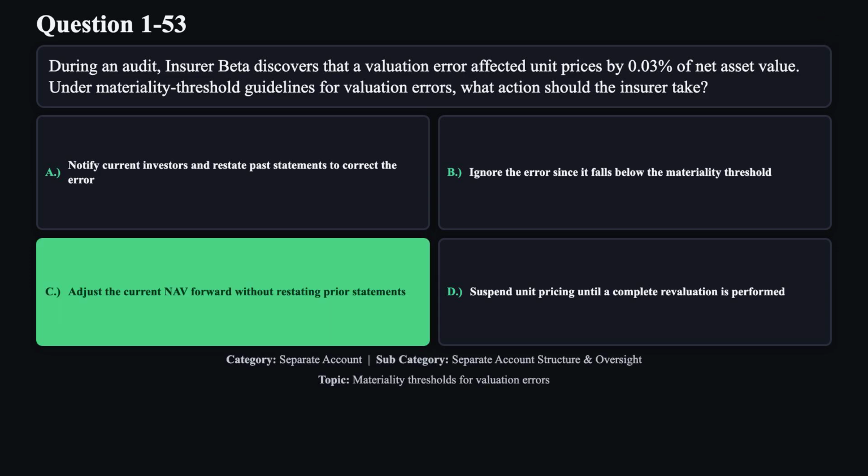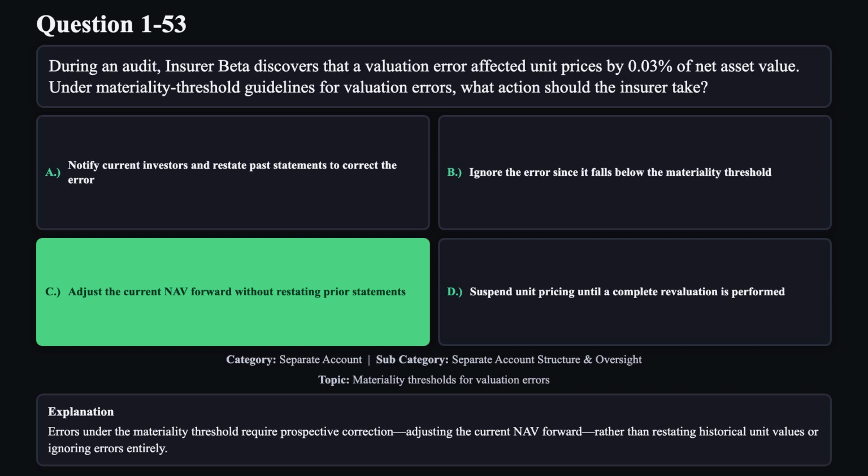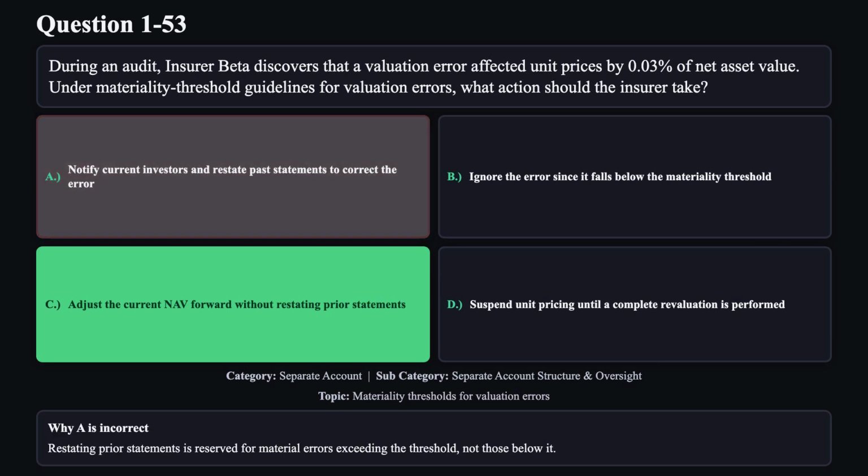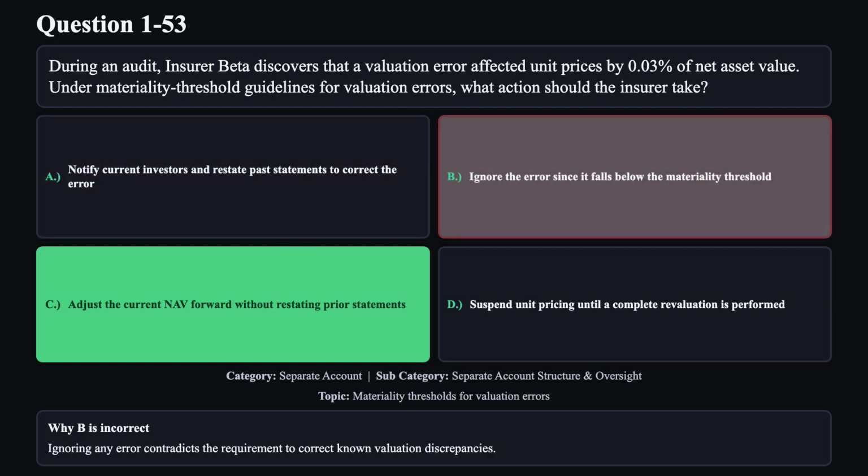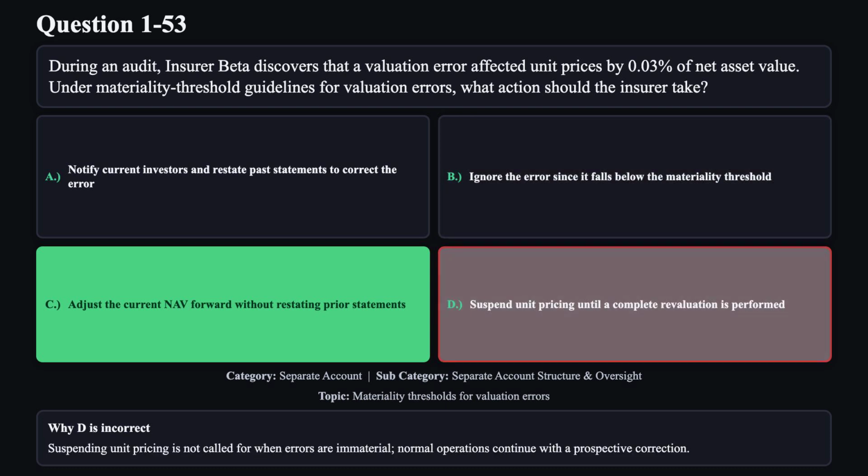The correct answer is C. Errors under the materiality threshold require prospective correction adjusting the current NAV forward, rather than restating historical unit values or ignoring errors entirely. Reason A is not correct. Restating prior statements is reserved for material errors exceeding the threshold, not those below it. Reason B is not correct. Ignoring any error contradicts the requirement to correct known valuation discrepancies. Reason D is not correct. Suspending unit pricing is not called for when errors are immaterial. Normal operations continue with a prospective correction.